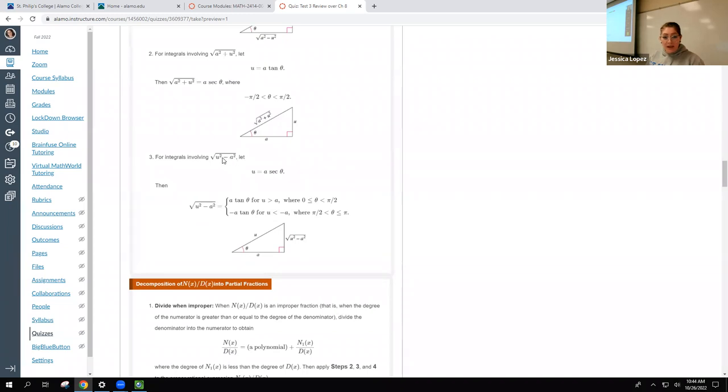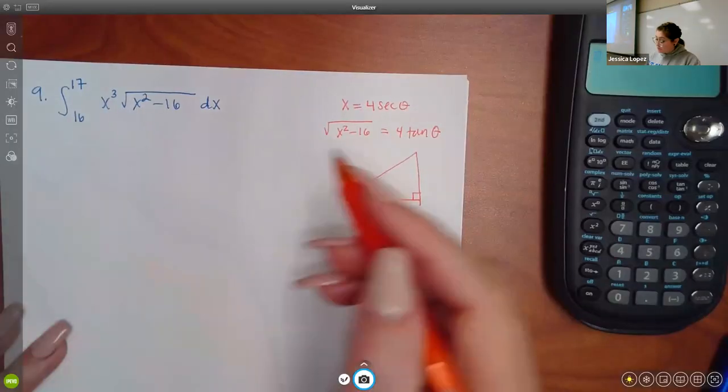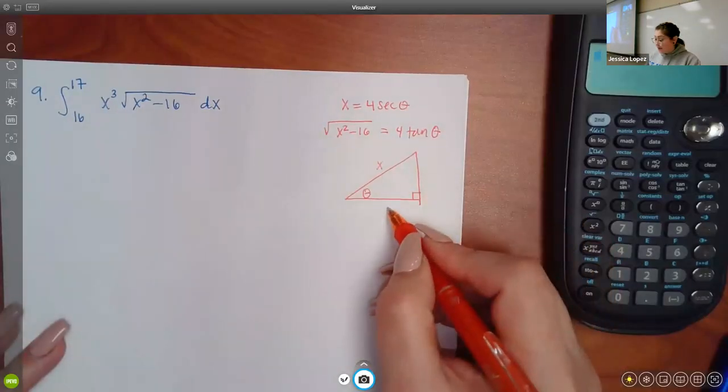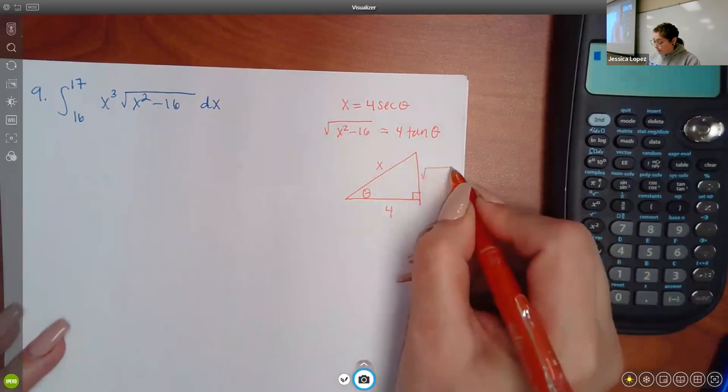Okay. So I'm going to write this down. I'm not going to write the u and the a. I'm going to write x instead of u. And I'm going to write 4 instead of a. So on the side of my paper, instead of u equal to a secant theta, I'm going to write x equals 4 secant theta. And instead of writing the radical equals a tan theta, I'm going to write that my radical equals 4 tan theta. And then I'm going to do my triangle with x's instead of u's. So this side of u would be an x, instead of a, it would be a 4, and then over here you have that radical.